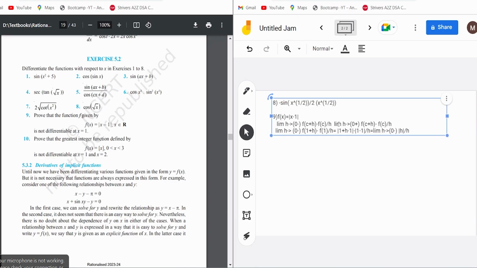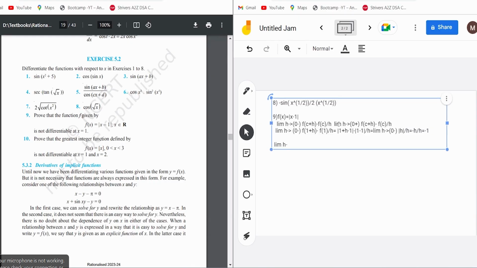Now see, since limit of h is tending to 0 minus, it is coming from 0 negative. So it is coming from the back side of the 0. So h will be open. How h will open? Since h is negative, so it will open like minus h. So we will get minus h by h, that is nothing but minus 1. So from here we are getting minus 1. Now let's solve for the positive part.